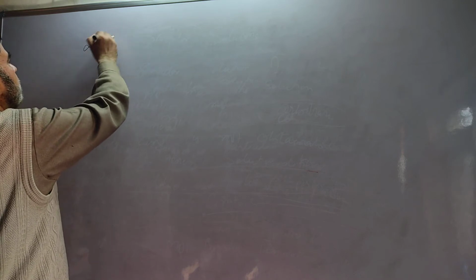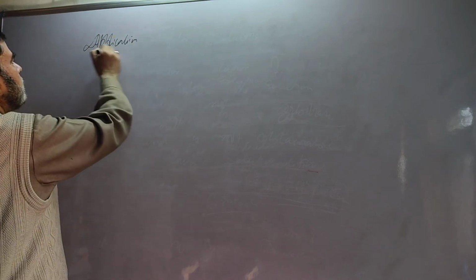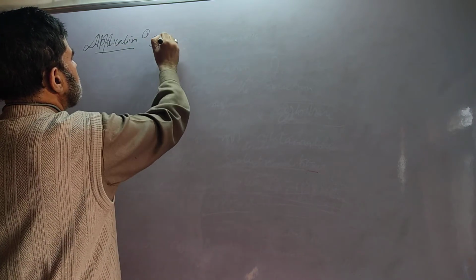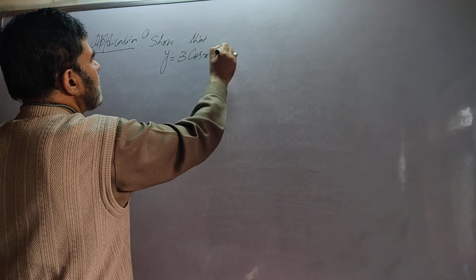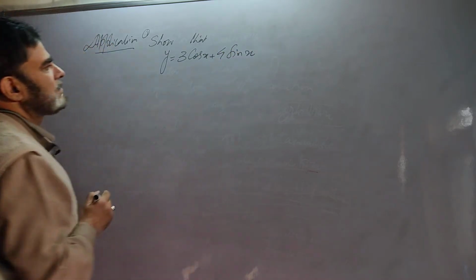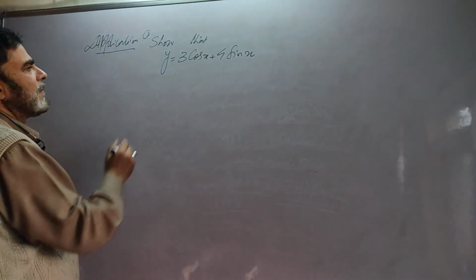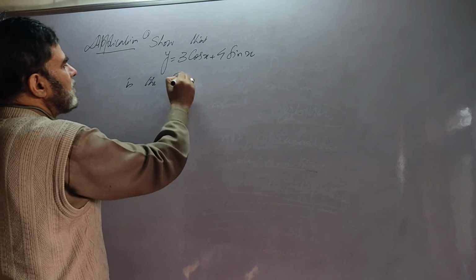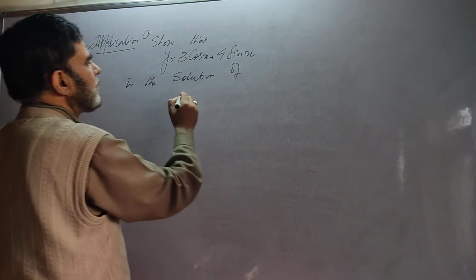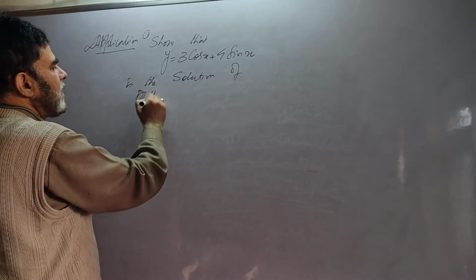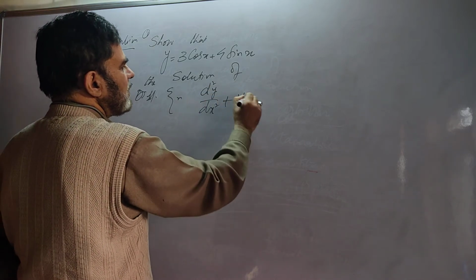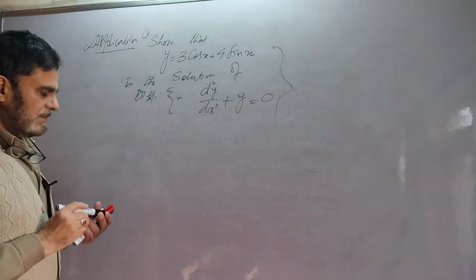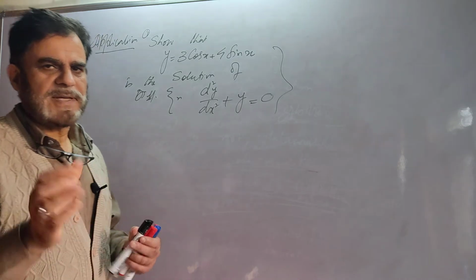Let us have an application. Show that y = 3 cos x + 4 sin x is the solution of the differential equation d²y/dx² + y = 0. First I will check whether this is the solution of this, then I will explain which type of solution it is.